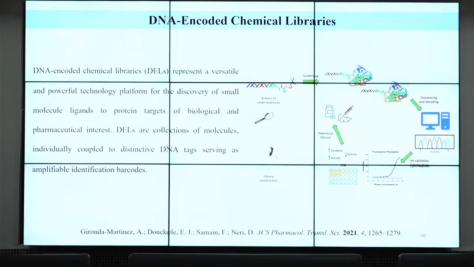So how does it work? It represents a versatile and powerful technology platform for the discovery of small molecule ligands for a protein target of biological and pharmaceutical importance. So that's why the tagging is important. Once the small molecule tagged with DNA reaches the particular biological target, accordingly you can get different kinds of property changes and all. And now you can see that DELs are collections of molecules which are independently coupled with DNA, and that tag is an amplifiable identification barcode.